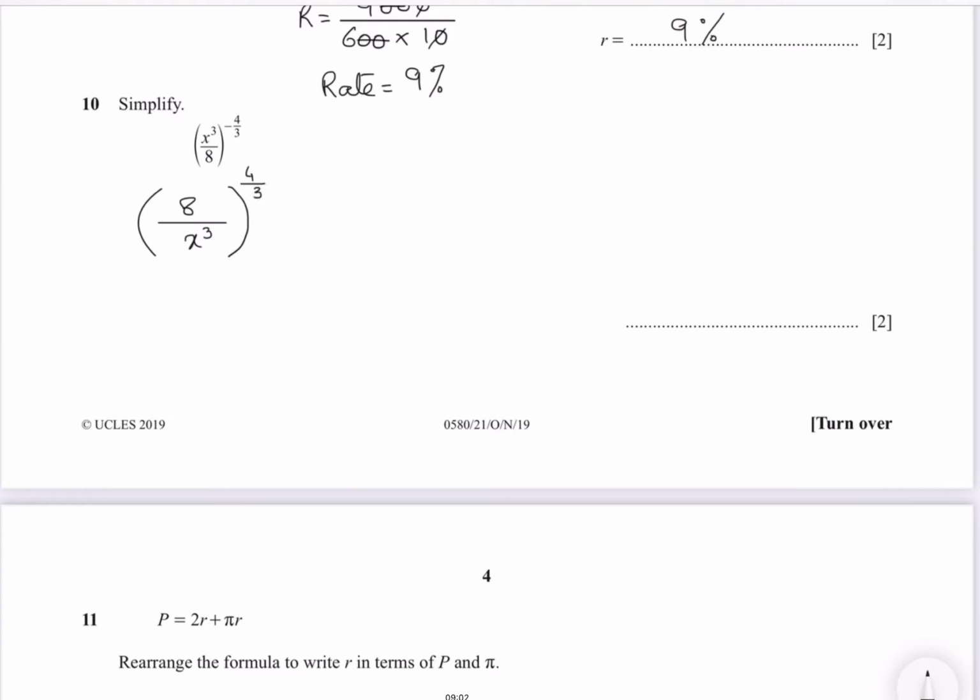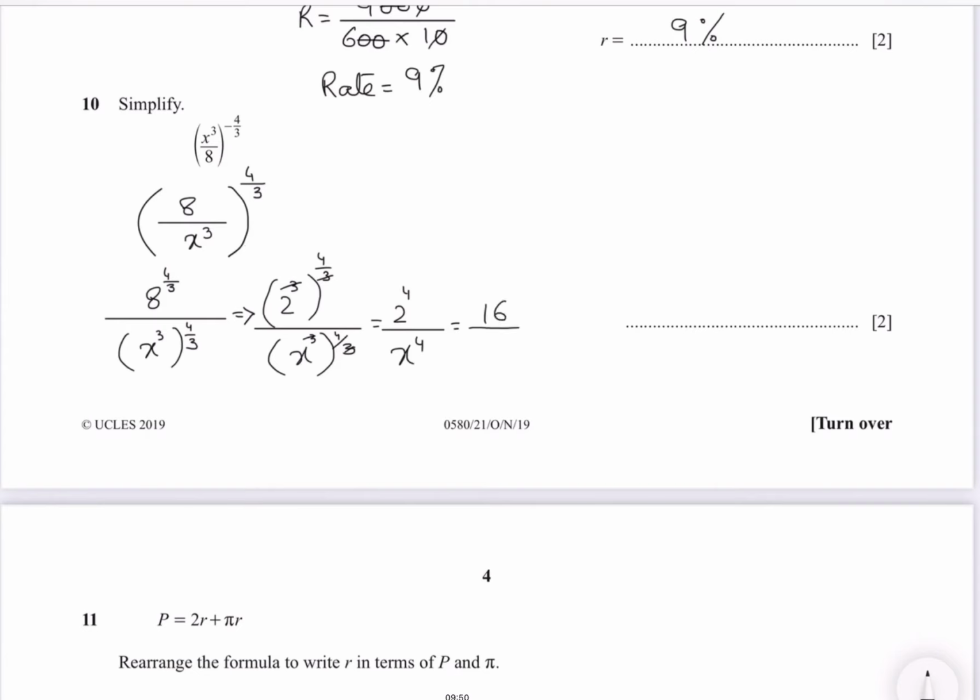Whatever is written inside the bracket, it has the power 4 over 3. So split it like this, x power 3 whole power 4 over 3. So now you make 8 like 2 power 3 whole power 4 over 3 and x power 3 whole power 4 over 3. Now simplify this. So you get 2 power 4 over x power 4 and 2 power 4 is 16 over x power 4. This would be your final answer.